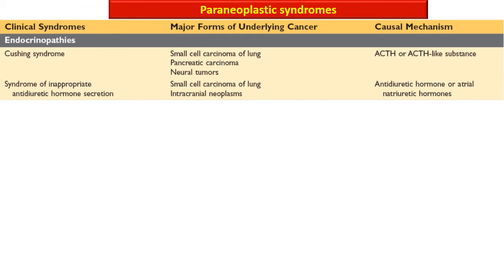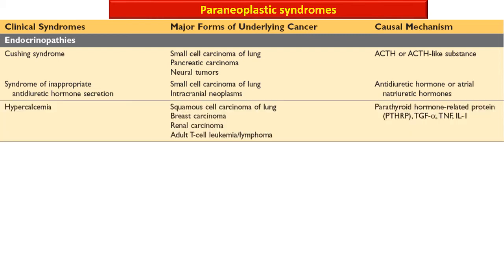The syndrome of inappropriate antidiuretic hormone secretion is due to excessive secretion of antidiuretic hormone or atrial natriuretic hormones, and it is seen in small cell carcinoma of the lung and intracranial neoplasms.